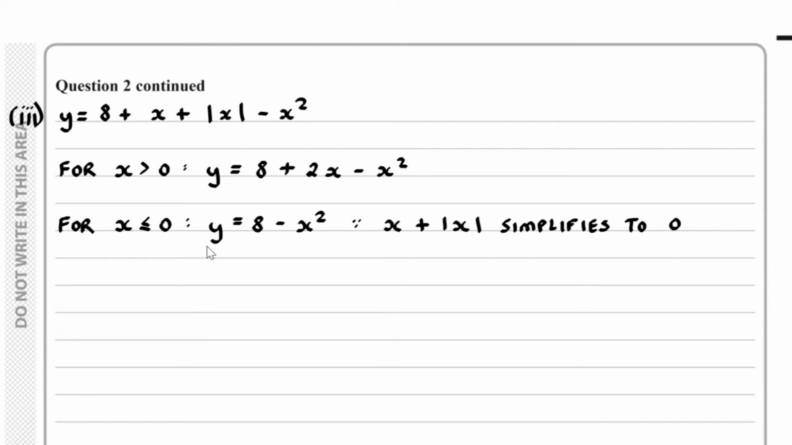Now, if I was to sketch the graph of y equals 8 minus x squared, where x is less than or equal to 0, what you can see over here is when y equals 0, I have 0 equals 8 minus x squared, from which we can see x squared is equal to 8, and so therefore x is equal to plus minus 2 root 2, but we only take the negative, and the reason we take the negative is because x is less than or equal to 0.